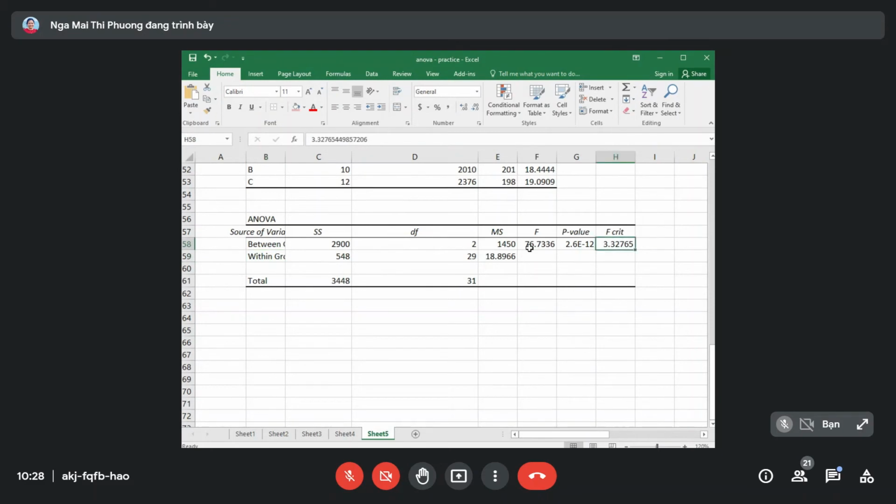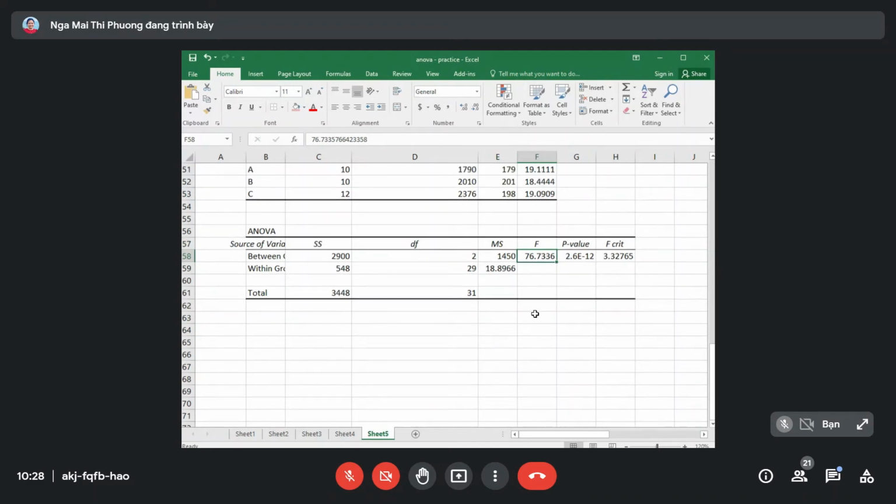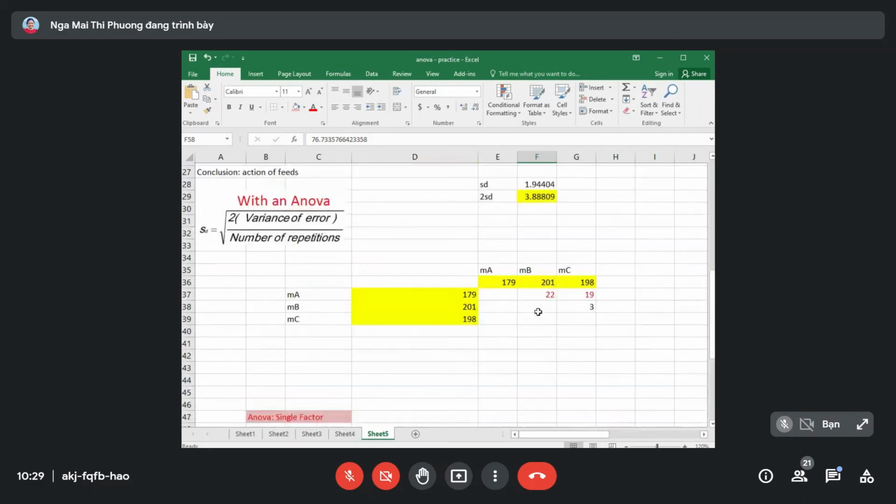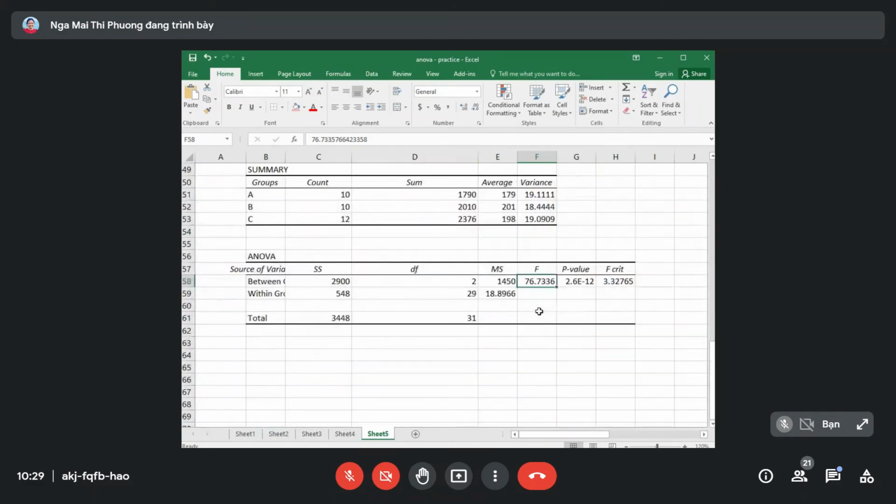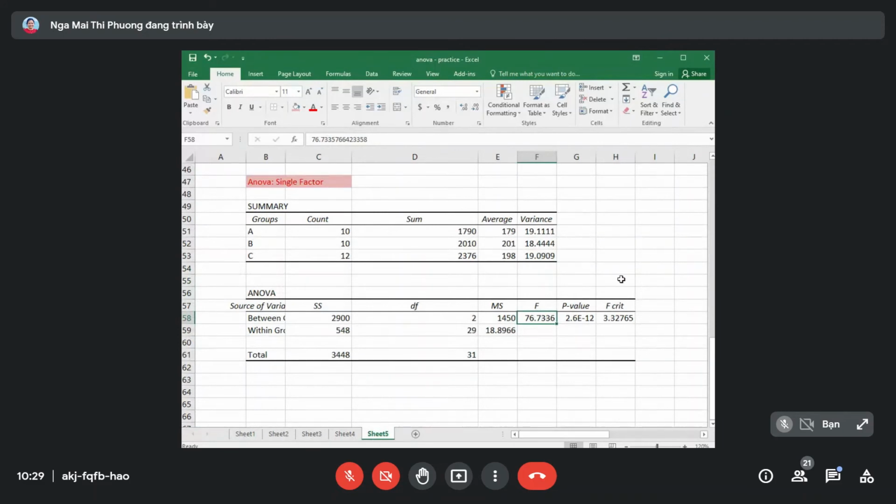F crit is from tables. The F ratio is the result of variance of treatment divided by variance of error. So you have the F ratio. You see, it's approximately the same as our result. It's only different because we take the numbers after the commas. Here they round up and we take small numbers after the comma, so it gives a little bit of difference compared to our result.